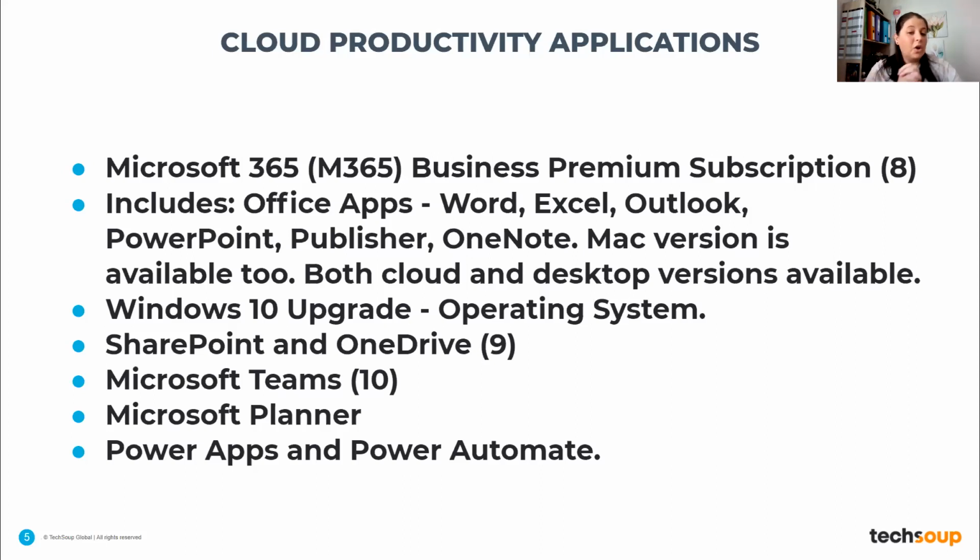Perfect. So the Business Premium 365 subscription gives you all of your Office apps. So it's the same as the Office 2019 standard. You get your Word, your Excel, your Outlook, your PowerPoint, your Publisher, and your OneNote. Again, there are Mac versions available too. And you can actually use all of these apps on the cloud. That means that if you want to just log into office.com and use your Word and your Outlook in a browser, you can do that.